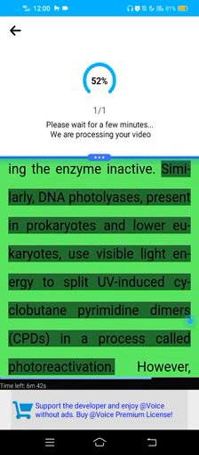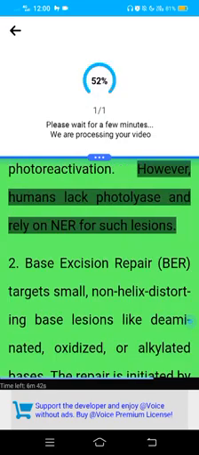Similarly, DNA photolyase, present in prokaryotes and lower eukaryotes, uses visible light energy to split UV-induced cyclobutane pyrimidine dimers (CPDs) in a process called photoreactivation. However, humans lack photolyase and rely on NER for such lesions.